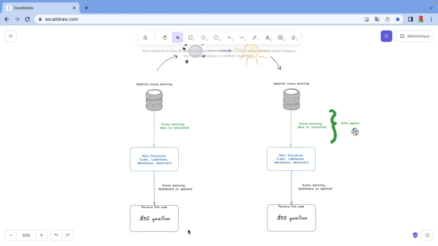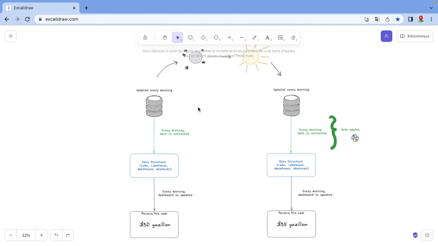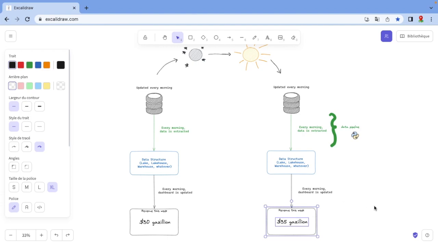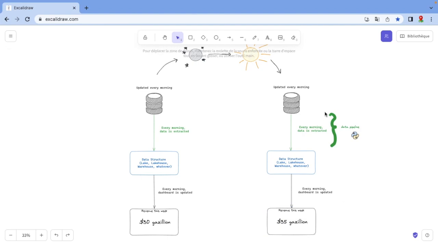that dashboard would be linked directly to the data, the storage, and you would have the final value. And then the days would go on, and this would happen every day, and then you would have the revenue updated every day.